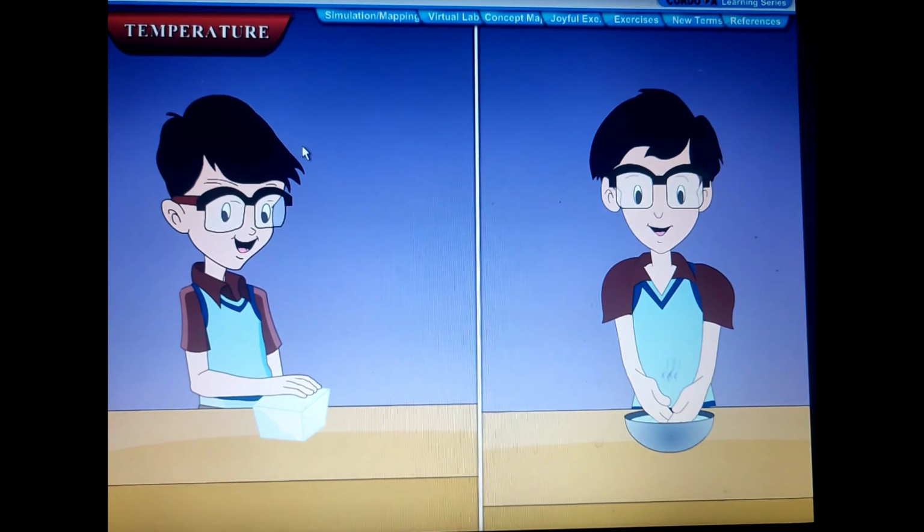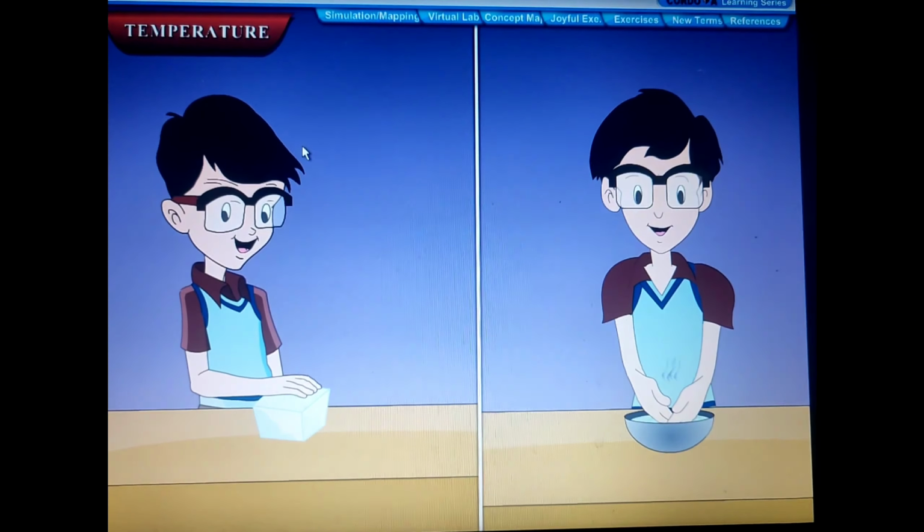Method: we take an iron stand and suspend the laboratory thermometer from it. We place a beaker containing hot water whose temperature is to be measured under the thermometer. We make sure that the bulb of the laboratory thermometer completely dips in water but does not touch the sides or base of the beaker.